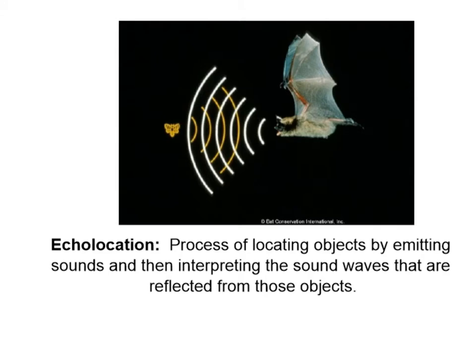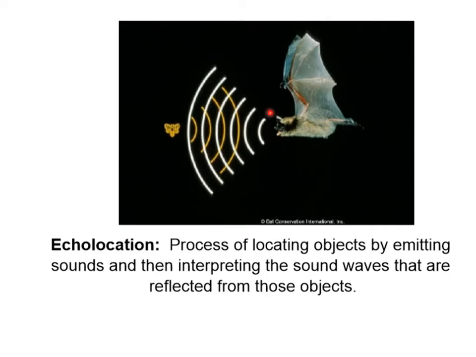Now let's talk about using sound to locate objects. Most species of bats depend on this phenomenon called echolocation. Echolocation is the process of locating objects by emitting sounds, as this bat is doing, and then interpreting the sound waves that are reflected back from those objects.